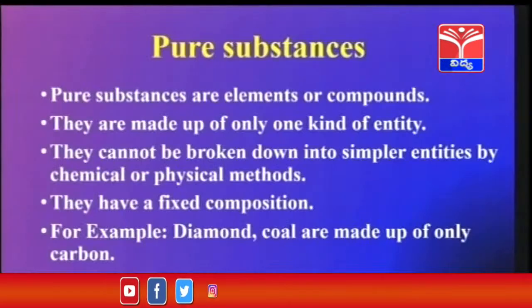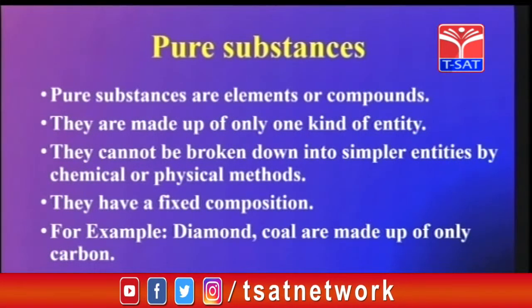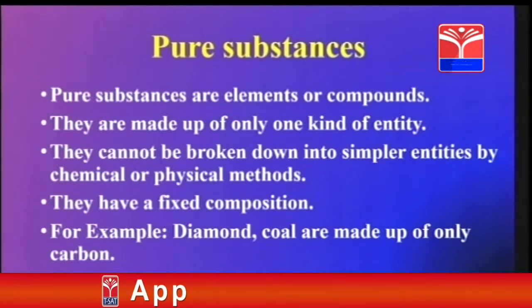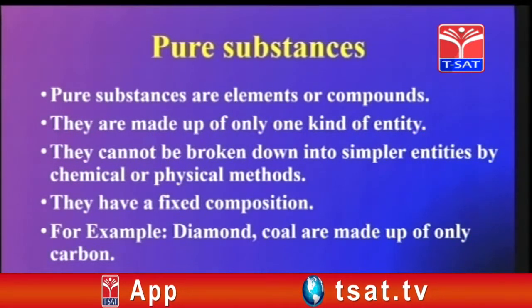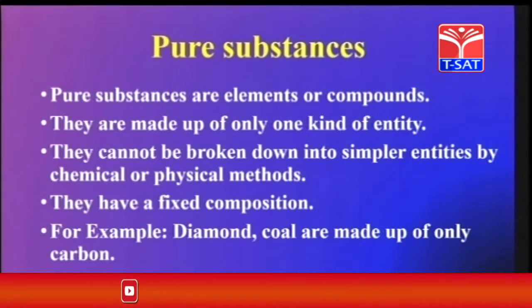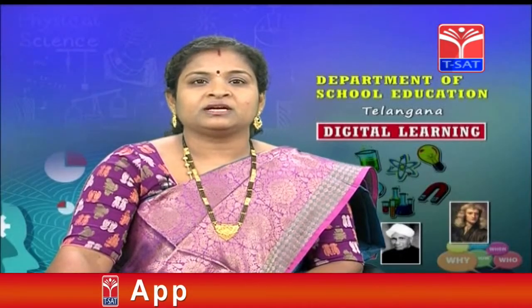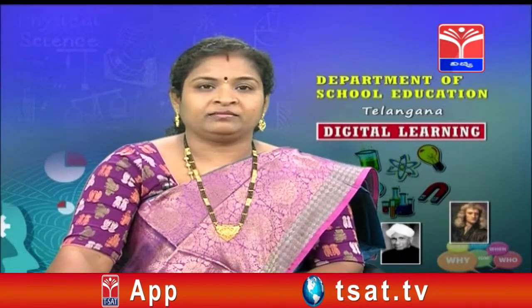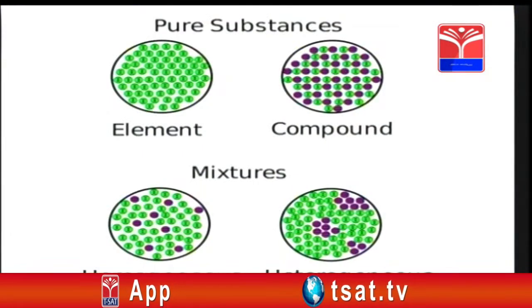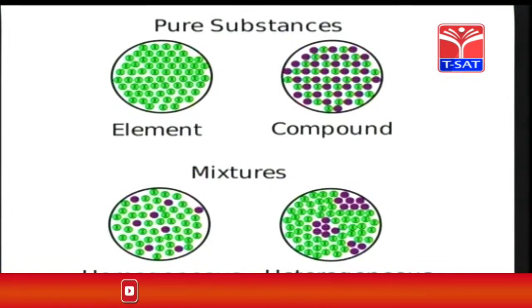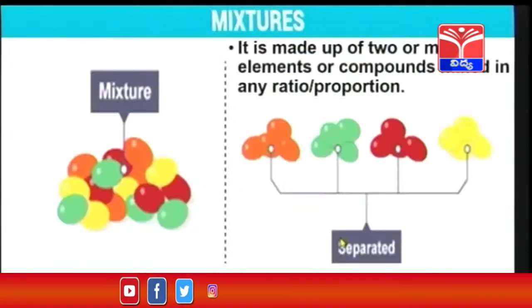So, what are pure substances? Let us define it. They can be elemental form or compound form. They are made up of only one kind of entity. They further cannot be broken down into simpler entities by any kind of physical or chemical methods. They have a particular fixed composition. We have seen some examples, diamond and coal. So, pure substances are existing in the form of elements and compounds. Then what about mixtures? Mixtures are homogeneous mixtures and heterogeneous mixtures.